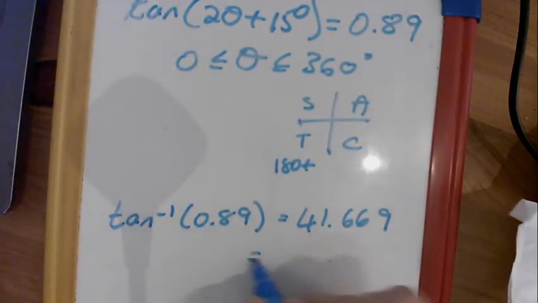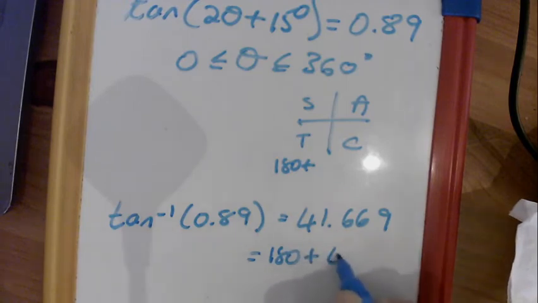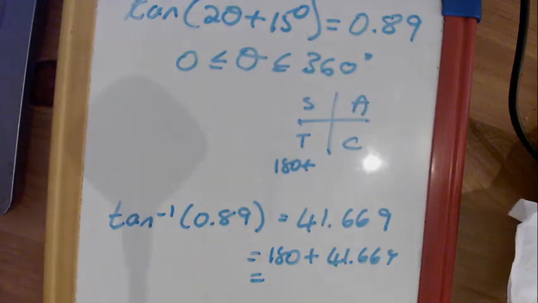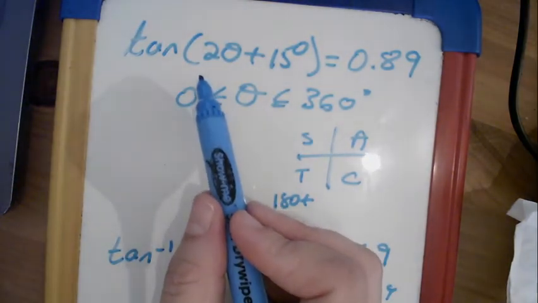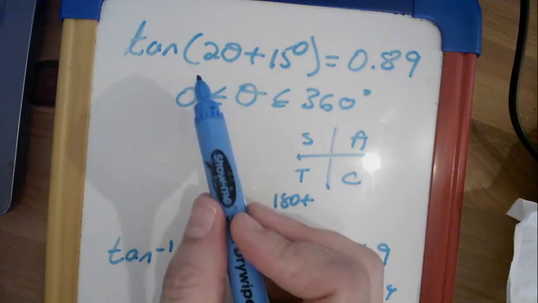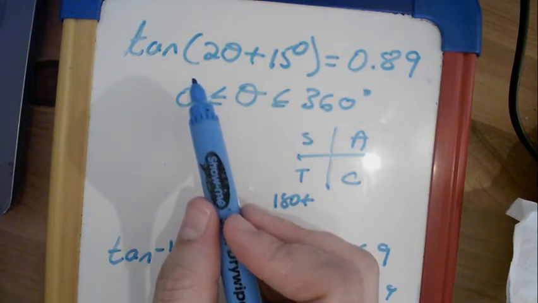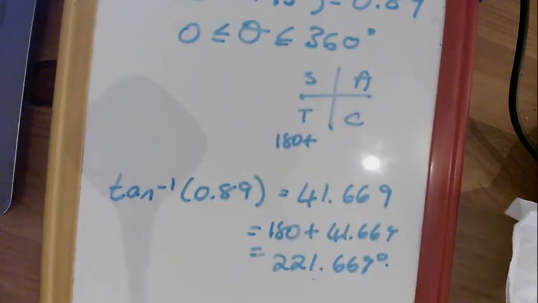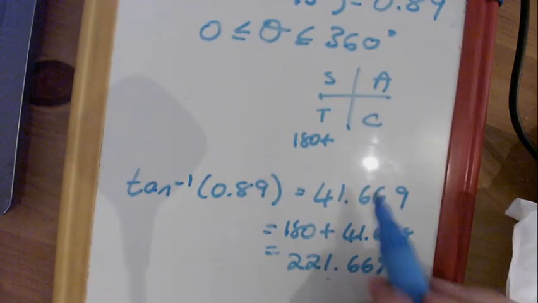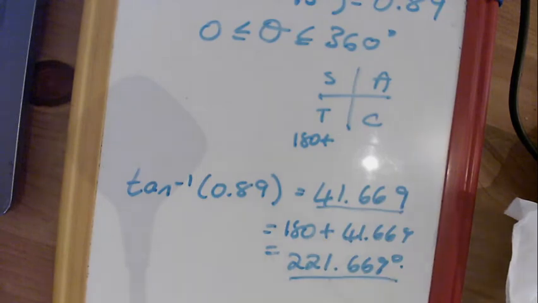So the other version is going to be 180 plus 41.669, which is 221.669. Okay, now here's a little hint for you. You see this 2? That means I can fit 2 graphs into my normal 0 to 360, which means I'm going to go around again. Now, graphs repeat themselves every 360 degrees. So what I'm going to do is add 360 to these 2 answers.